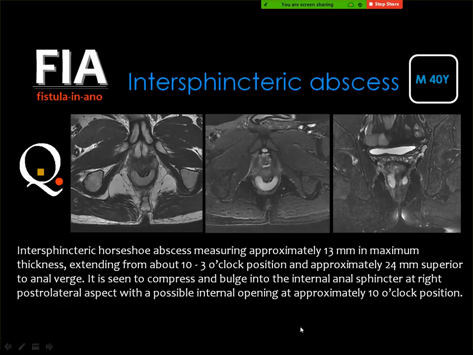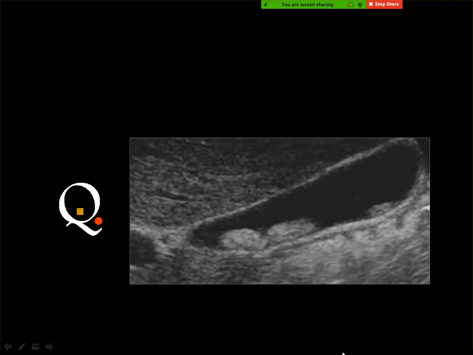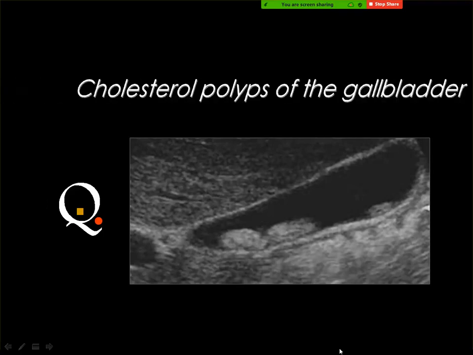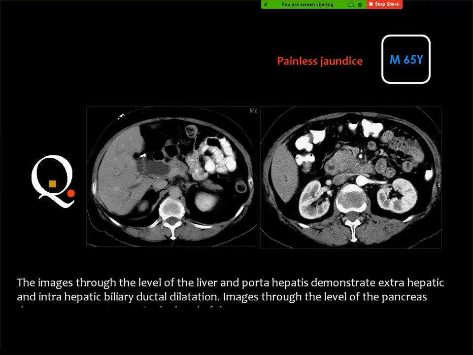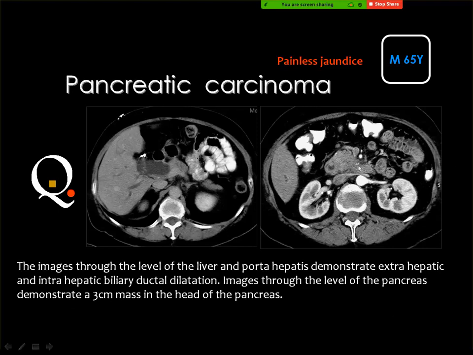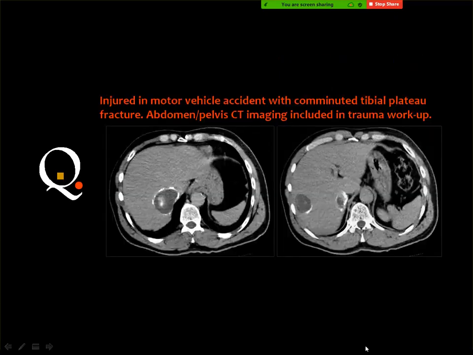Yes, and this is intersphincteric abscess or horseshoe abscess. Gallbladder polyps. Yes, because of the absence of acoustic shadowing. There is a tumor of the head of the pancreas. Yes, this is pancreatic head cancer: a mass in the pancreatic head with severe dilatation of the common bile duct, as well as intrahepatic biliary radical dilatation.